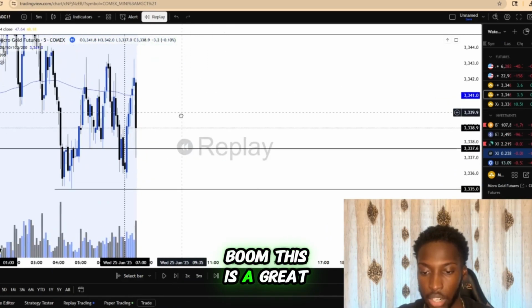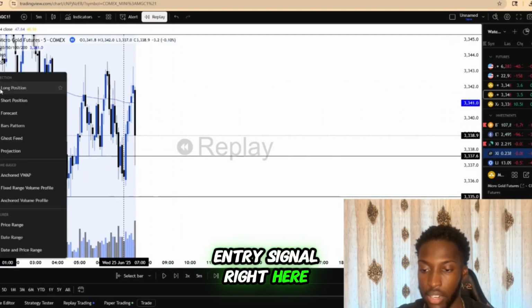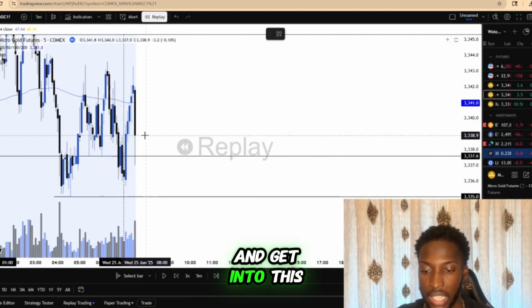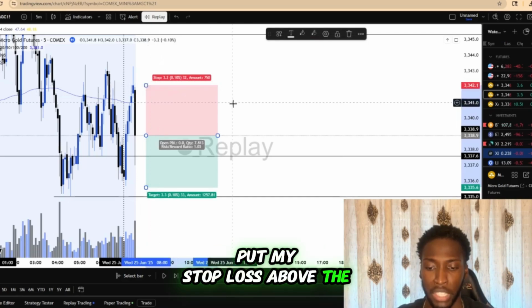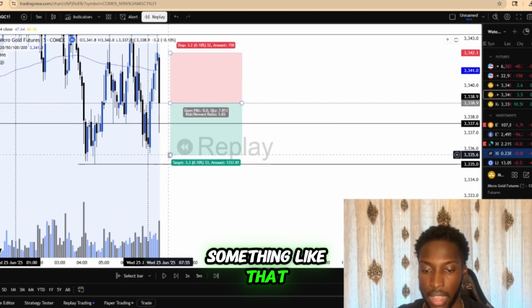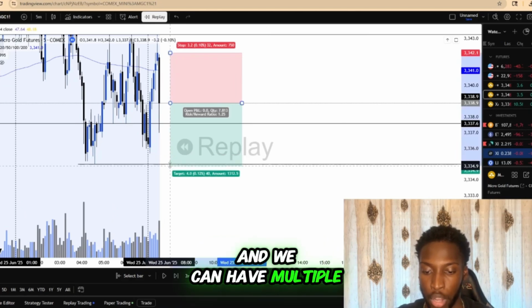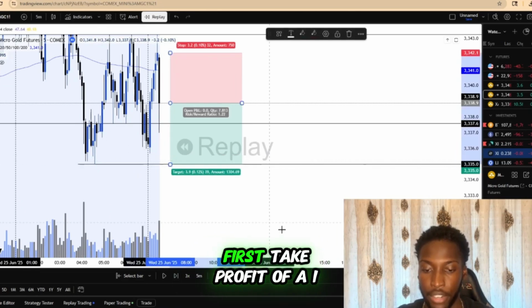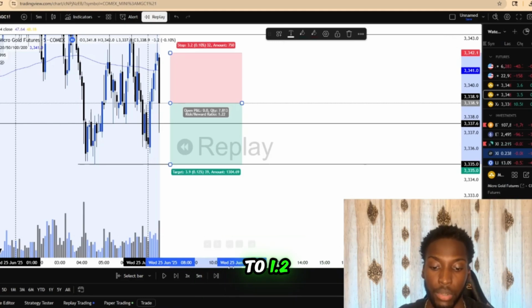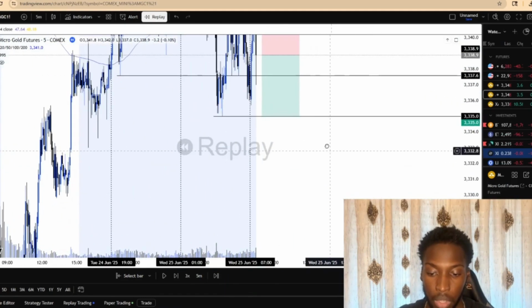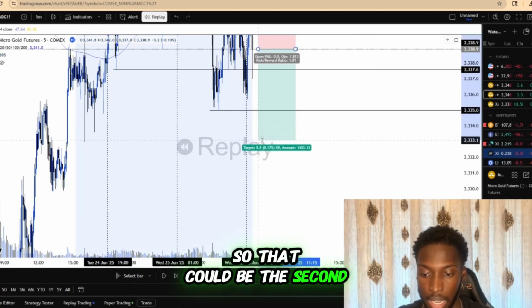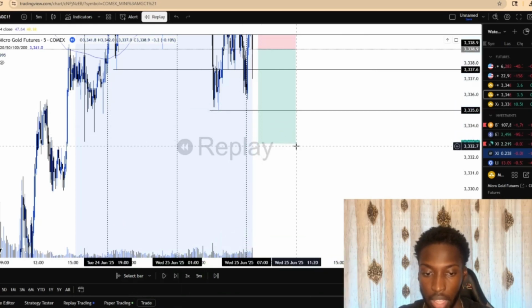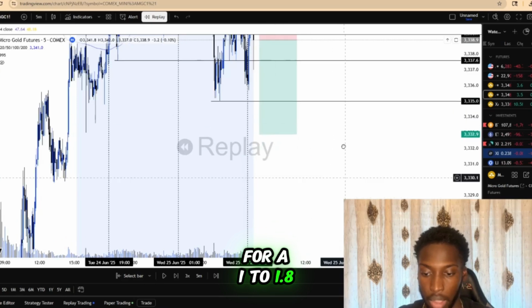And now we're waiting for an entry. Boom. This is a great entry signal right here. I'm just going to go ahead and get into this short position. Put my stop loss above the candle wick, something like that. And we can have multiple take profits. So this can be the first take profit of a 1 to 1.2. There is some nice trendline liquidity over here. So that could be the second take profit for a 1 to 1.8.